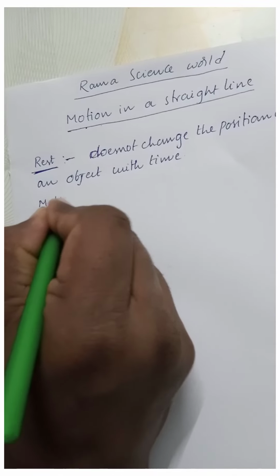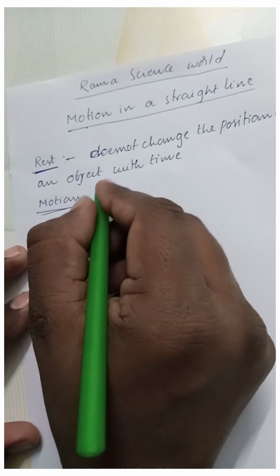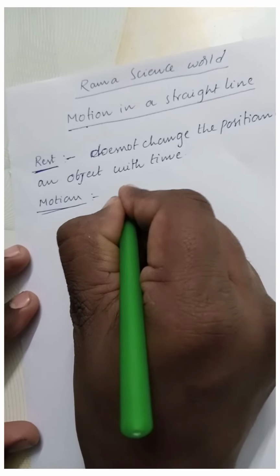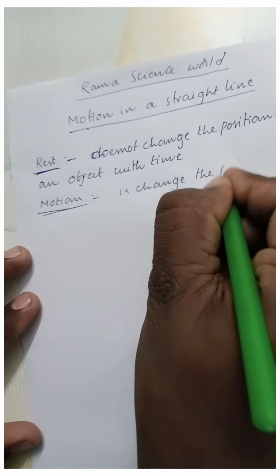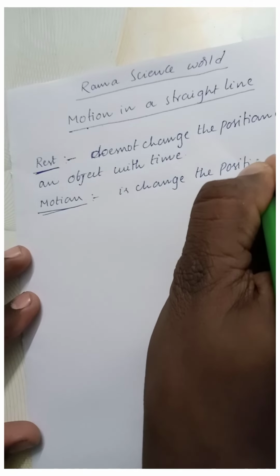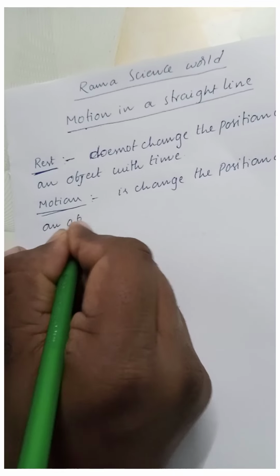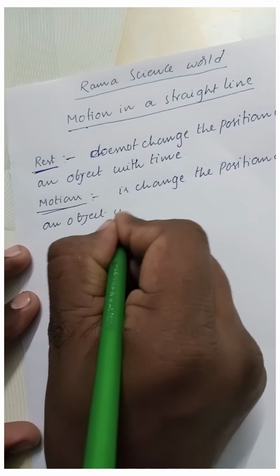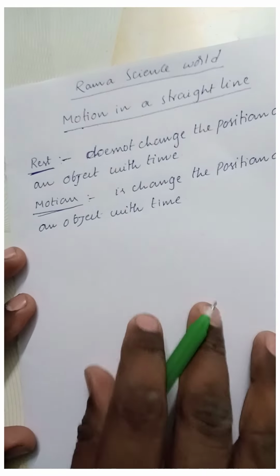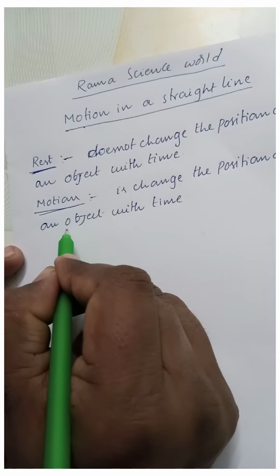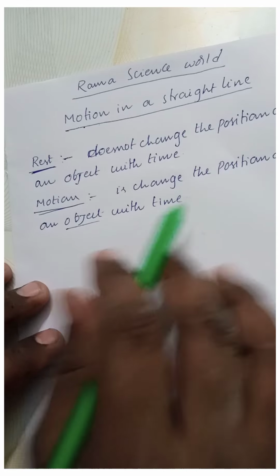Now we discuss the term motion. Motion is the change in the position of an object with time. That is called an object in moving position.